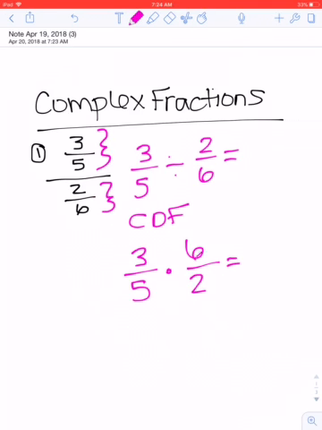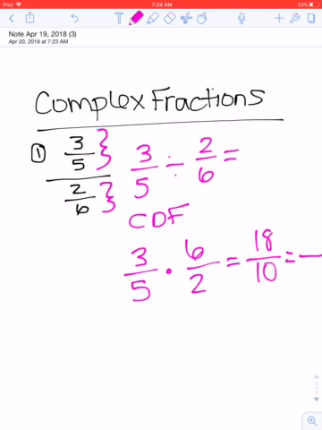Now I can't cross simplify, so I'm going to go ahead and multiply across the top. 6 times 3 is 18. 5 times 2 is 10. Now I'm going to look to see, is there anything that I can take out of both the top and the bottom? And if there is, I can go ahead and simplify my fraction so it's in the simplest form.